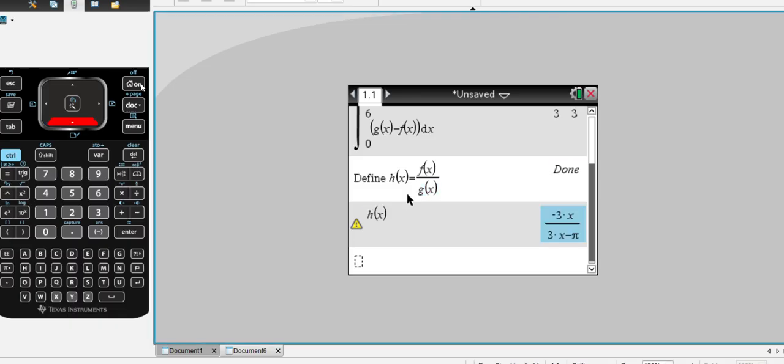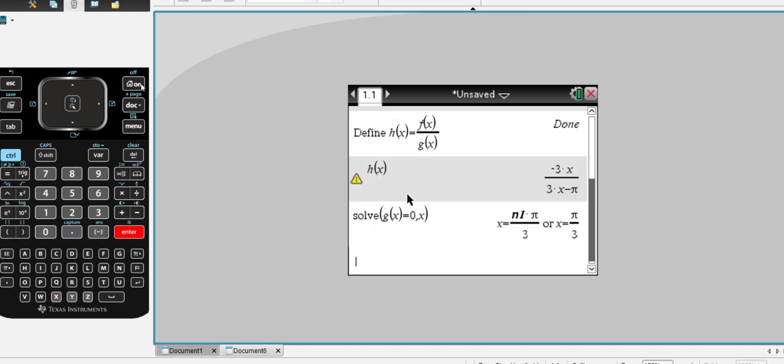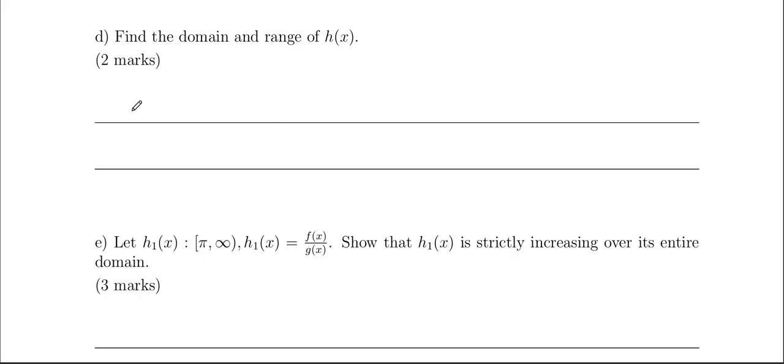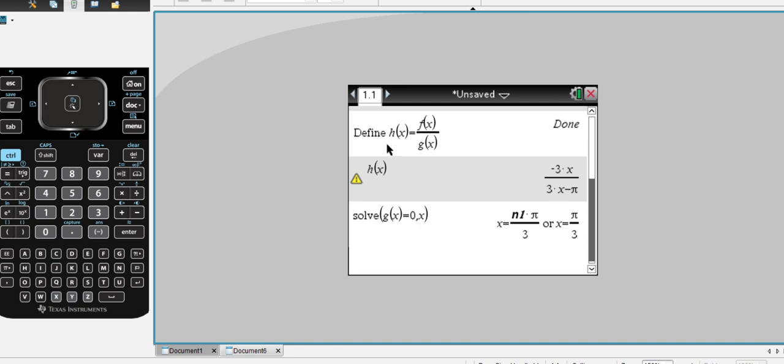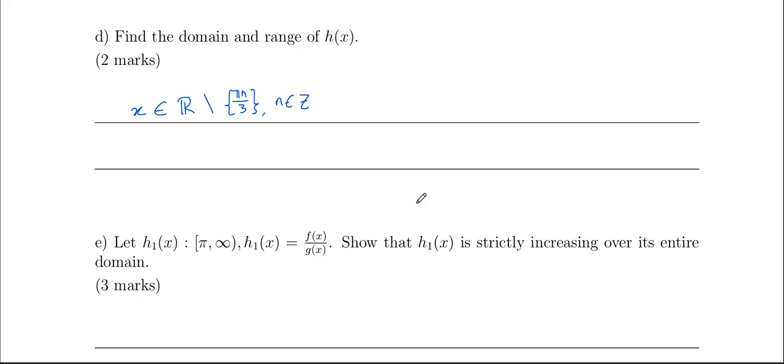So domain, if we let g of x equal to 0 and solve, we get x is equal to a multiple of pi on 3. So the domain is R except pi n on 3, where n is an integer. If it's any of those values, the denominator will be 0 and it won't be defined there.